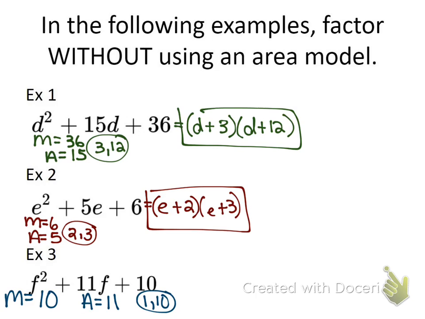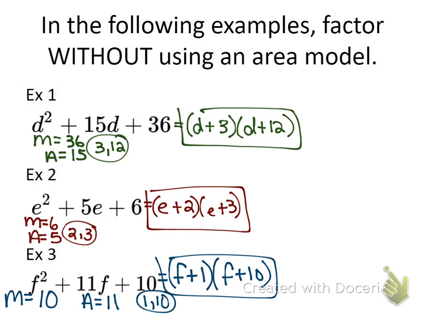And then equals F plus 1, parentheses around that. And F plus 10, and parentheses around that as well. And box it. And that's it. That's it. Guys, that's all you're doing.